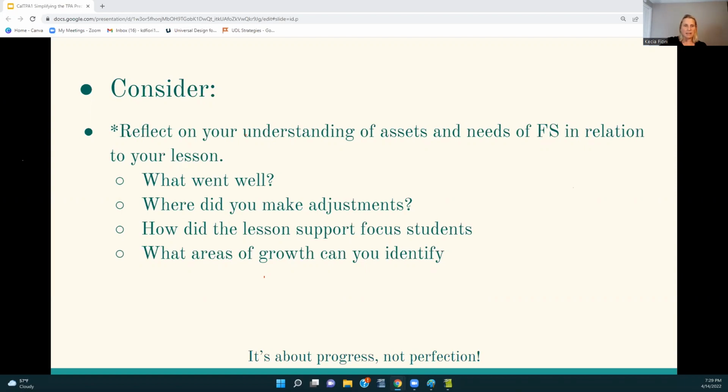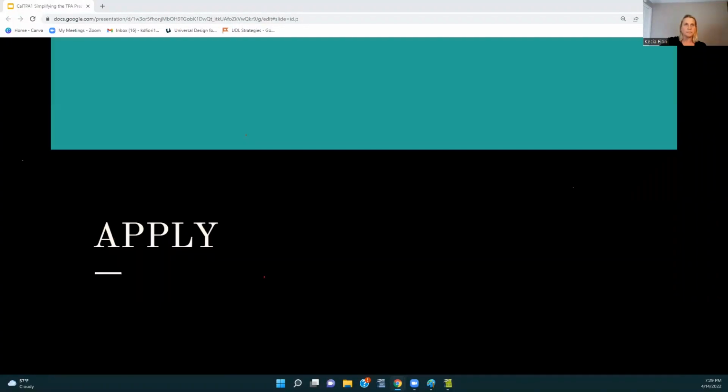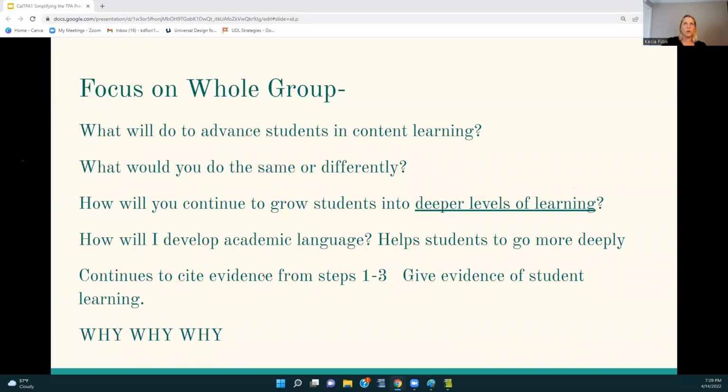All right, and then the last section is apply. Apply wants to know, what are you going to do next? How are you going to take the standard to the next level or reteach it? And in TPA 2, you actually have to do the follow-up lesson and video it. TPA 1, no. There's 3 videos: introduction, main lesson, and conclusion of your lesson.